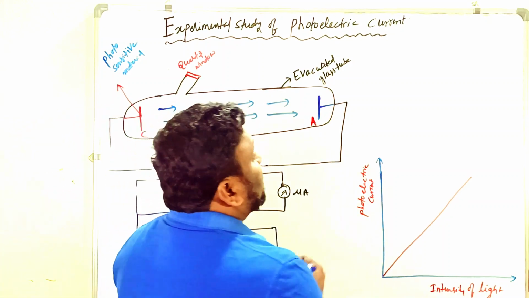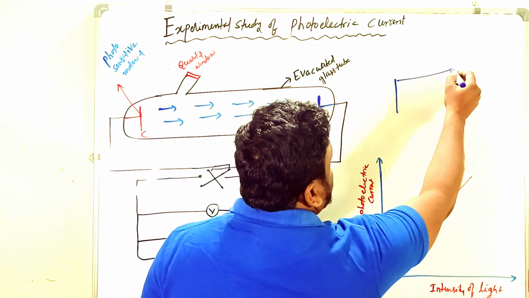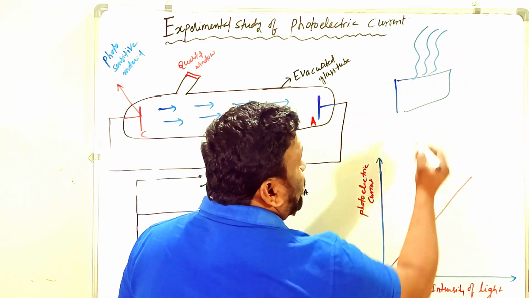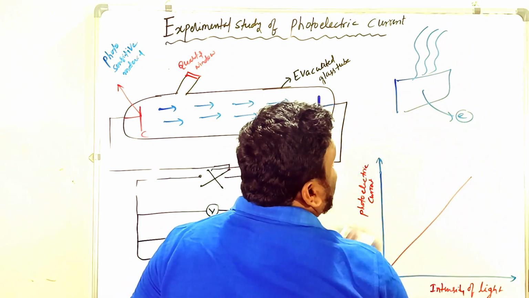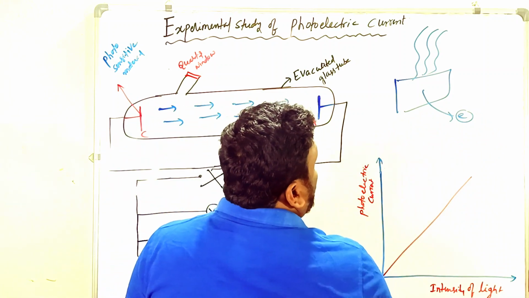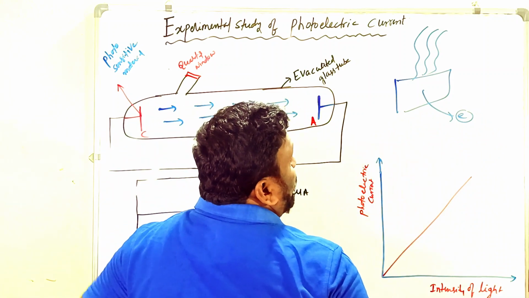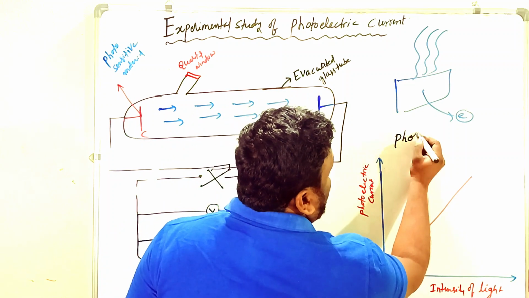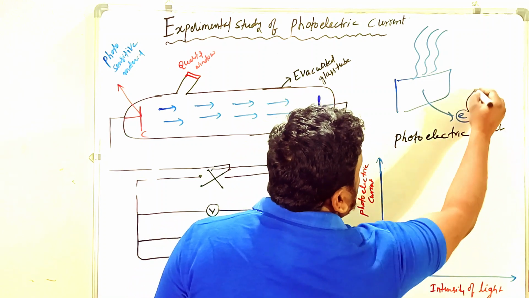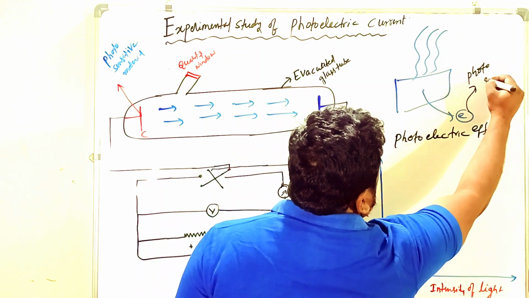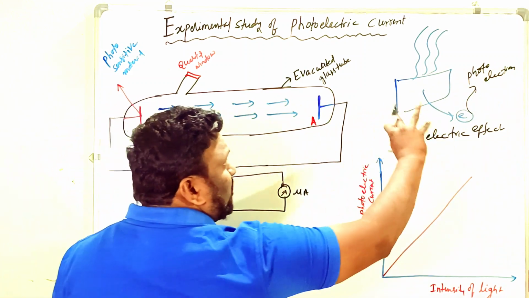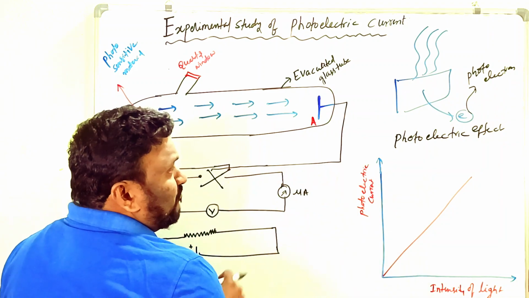So dear friends, this is one metal surface. On that metal surface some light is falling, and from that electrons are removed. That phenomenon is what we call the photoelectric effect. And those electrons are called photoelectrons. So this is simply about what the photoelectric effect is.